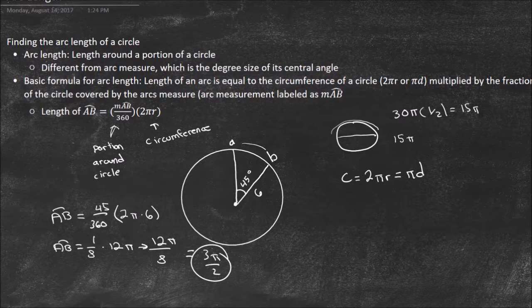So that is the arc length here. So that means the measurement between A and B is 3 pi over 2. And the measurement around the whole circle would be 12 pi because that would be the circumference. So we're just taking a portion of that 12 pi here, and that's the measurement around that one part of the circle. So hopefully that makes sense. Now let's get into some more examples.